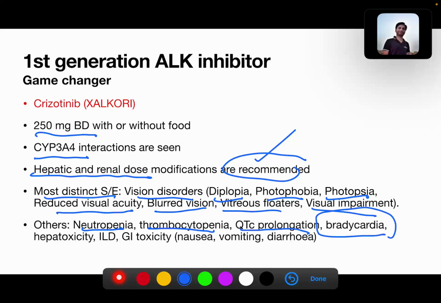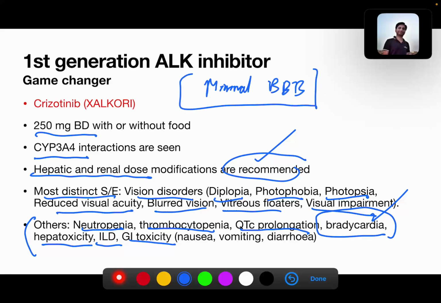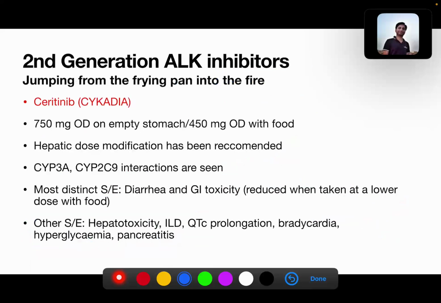So always do an ECG, at baseline and monthly, to look for bradycardia, right? And if the patient is on any beta blockers or any such drugs, you might have to change the drug if you see bradycardia along with an ALK inhibitor. Hepatotoxicity, ILD, and GI toxicity can all be seen, right? Myelosuppression, visual disturbances, QTc prolongation, bradycardia, ILD, hepatotoxicity, all of this can be seen with crizotinib. Crizotinib also has minimal blood-brain barrier penetration. The blood-brain barrier penetration is poor compared to second and third generation.